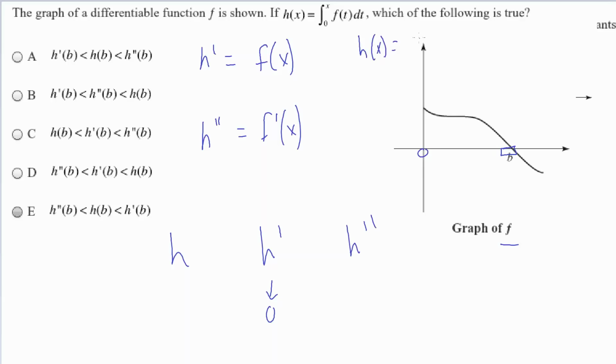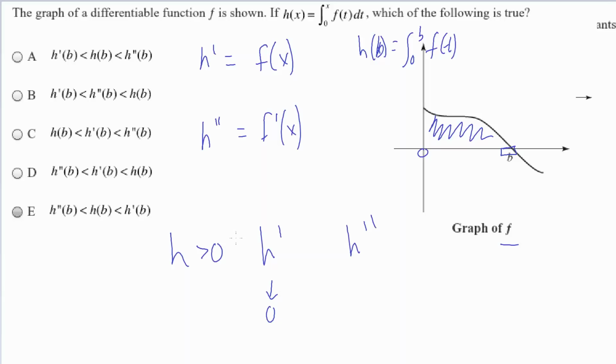H of x, or H of b, is the integral from 0 to b of the function. So that is all of this area. Because it says from 0 to b and it's above the x-axis, we know that that is greater than 0. So I think we got a theme going on here.